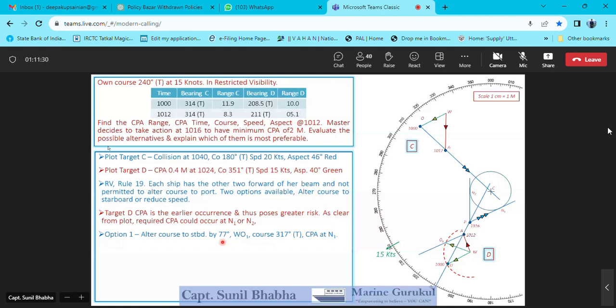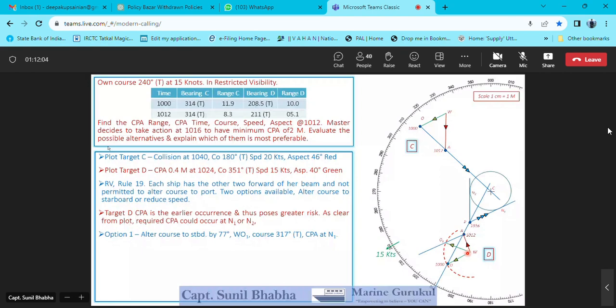Now let us evaluate the effectiveness of this action for target Charlie also. So what I do is at point Whiskey, now I draw my new course. My new course would be 317 degrees true. So you can see this green color vector coming up, and let us name this as O1, this point, the free end of the vector. Now if I join O1 with A, this is going to give me the new relative line of approach for target Charlie.